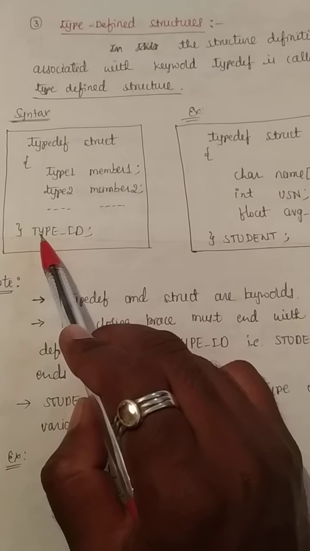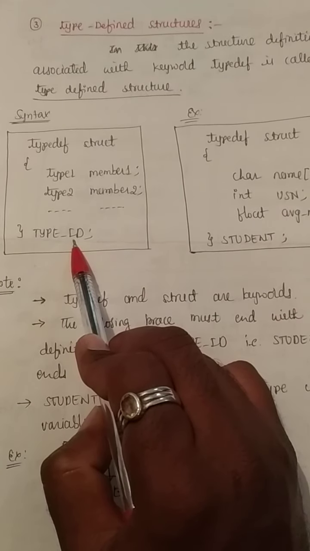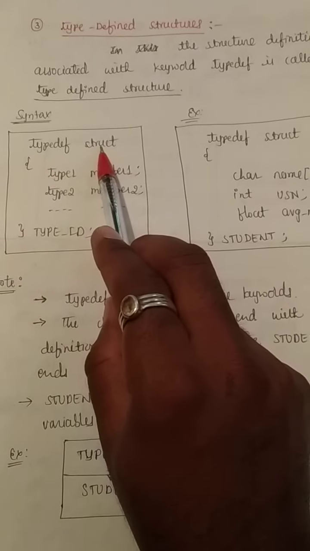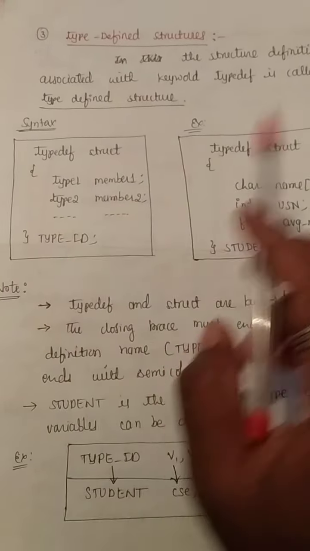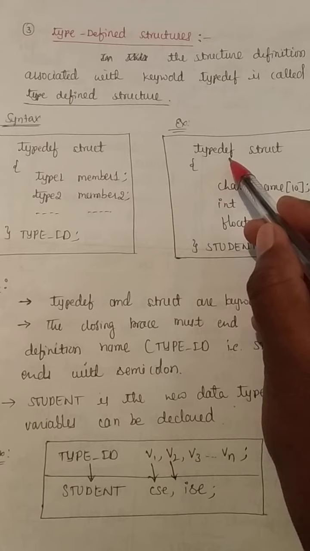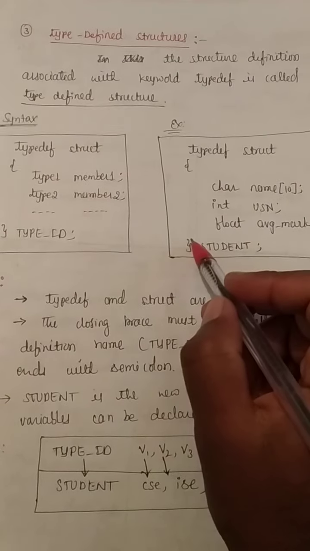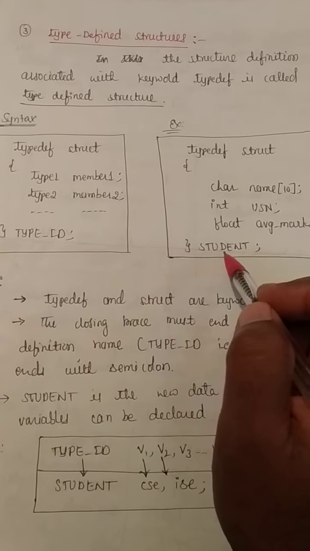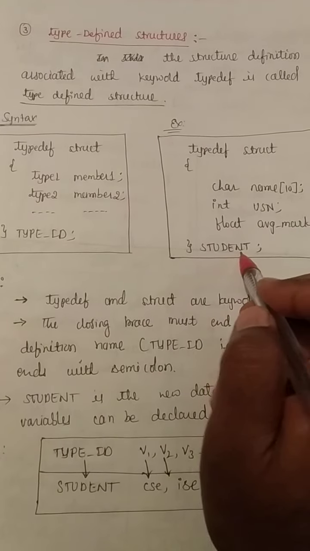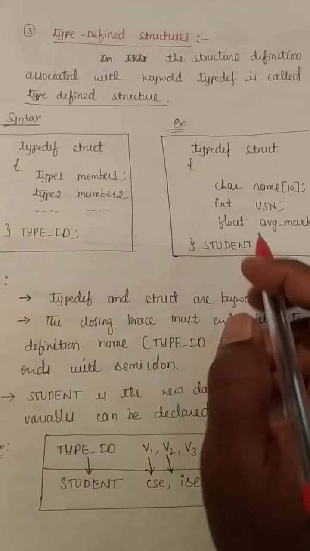Finally it is going to end with type ID. Got it? Typedef keyword, struct keyword and type ID. See the example: typedef struct, char name, USN and marks, and here we are going to end with the type ID called student. Then it ends with semicolon.